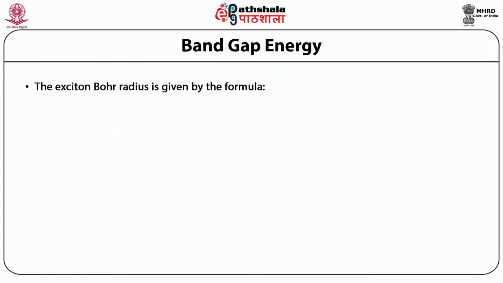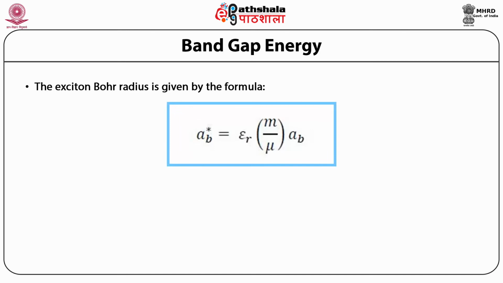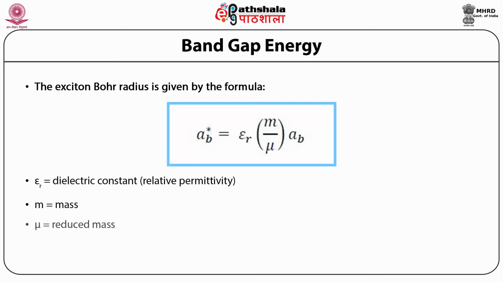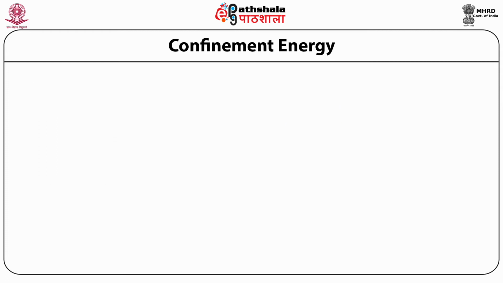So the exciton Bohr radius can be expressed as a_B* = ε_r (m/μ) a_B. Here, ε is the dielectric constant or relative permittivity, m is the mass, μ is the reduced mass, a_B represents the Bohr radius, and a_B* is the exciton Bohr radius. Now the next term is confinement energy.